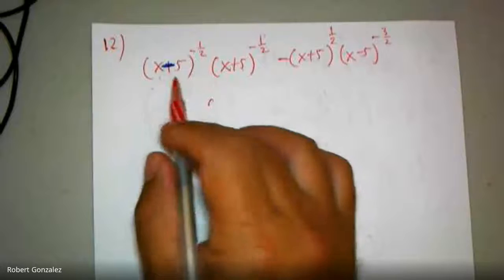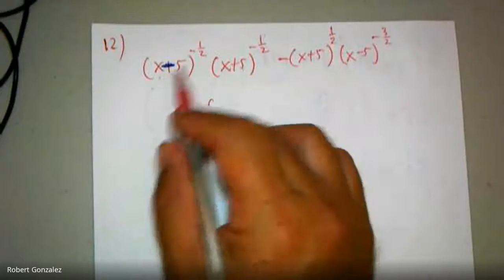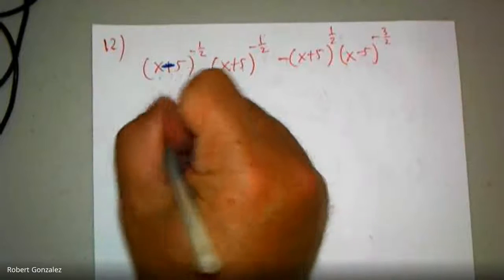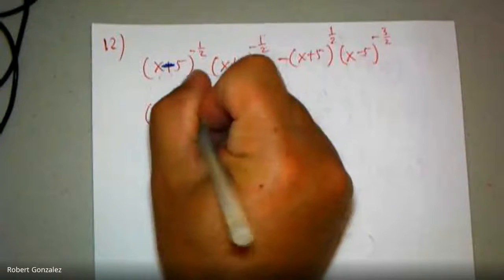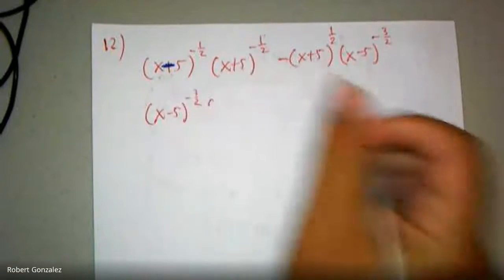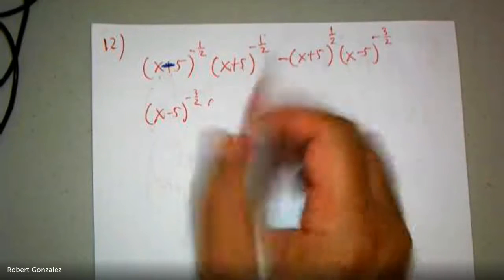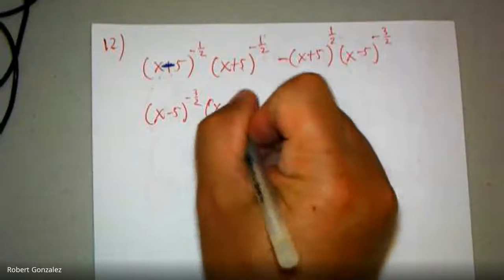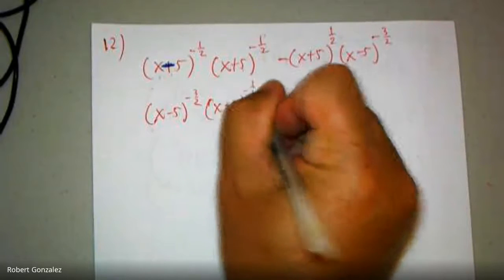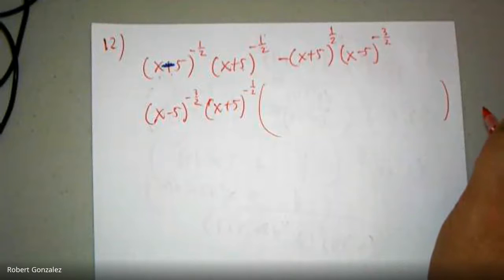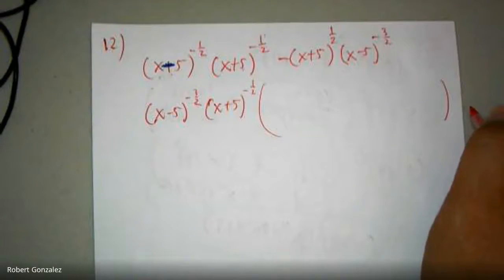Okay, so first let's look at our x minus 5s, and my lowest power is negative 3/2. So I'm going to write x minus 5 to the negative 3/2. Then I look at the x plus 5s, and my lowest power is negative 1/2. So x plus 5, negative 1/2. So far, so good? I will assume so.